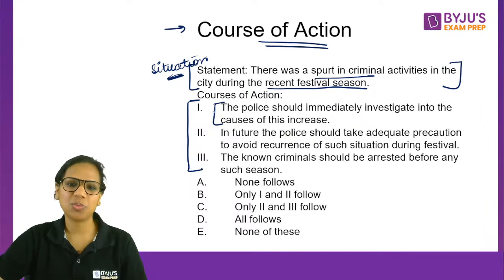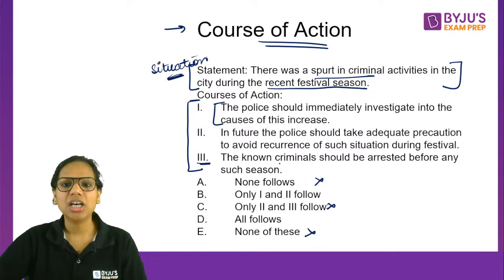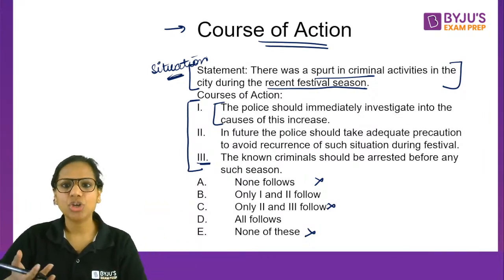Yes. So, the first one definitely follows. So, A cannot be the answer. C cannot be the answer. Let's have a look at the others to see whether all follow or maybe it's just 1 and 2. Let's look at 3 then. The known criminals, who could probably be those who have committed a crime in the past, should be arrested before any such season. The known criminals should be arrested before any such season.